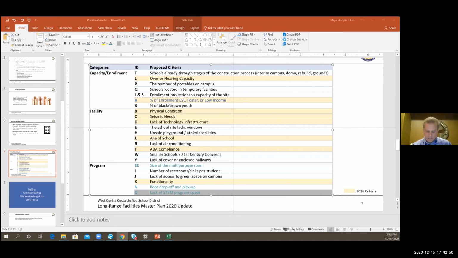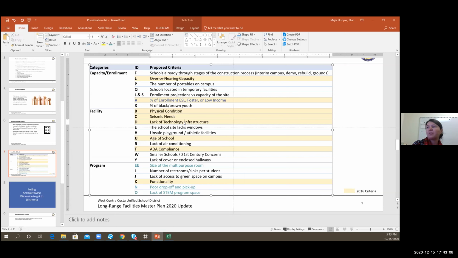That was K. Was technology included in that? Lack of technology infrastructure, or was that something separate? That was done separately. That was scored by the IT department. So the IT department did a scoring for the technology infrastructure.